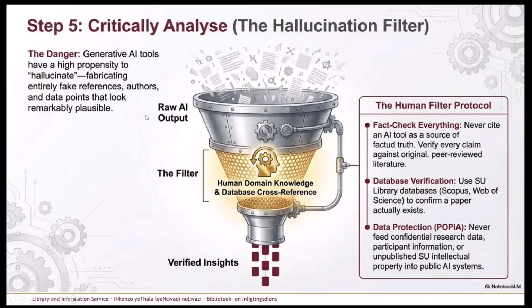So the critical analysis, and here the hallucination factor. Here, for instance, on this page on hallucination, Gemini created a word I've never heard of. I think it wanted to say fact or truth. AI, so never cite an AI tool as a source of fact or truth. Verify every claim against original peer-reviewed literature. Use the SU library databases to confirm that a paper actually exists. Don't just assume, you have to verify.